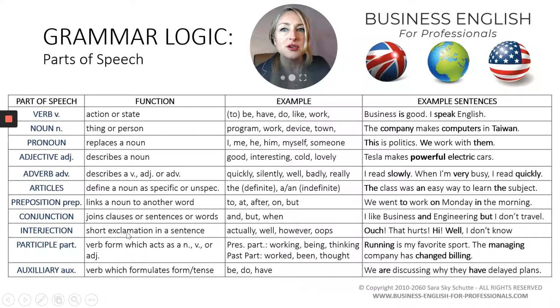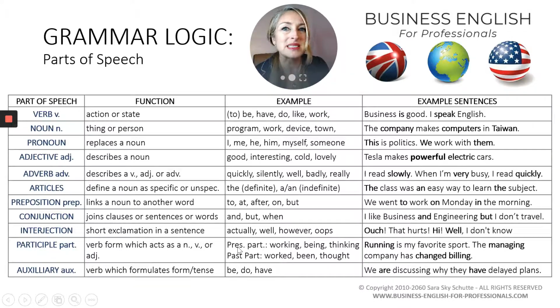Okay. Interjection, exclamation: actually, well, however, oops. I always recommend that you look these up when you find one that you're not familiar with. Look it up on dictionary.com or on WordReference so you understand what it is. Participle, indicated like this: it's a verb form which acts as a noun, verb, or adjective sometimes.